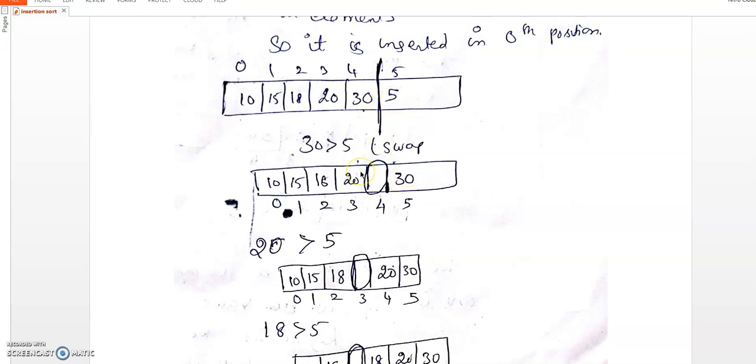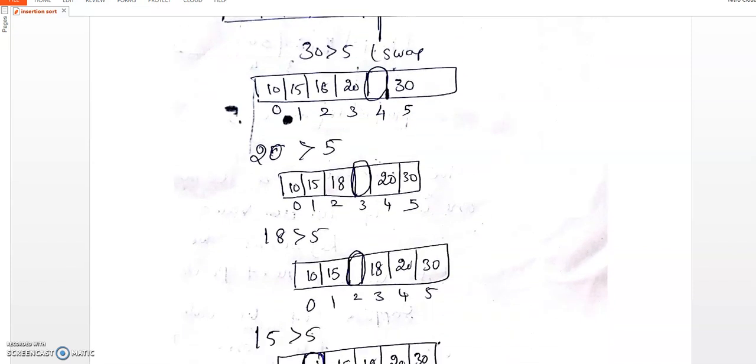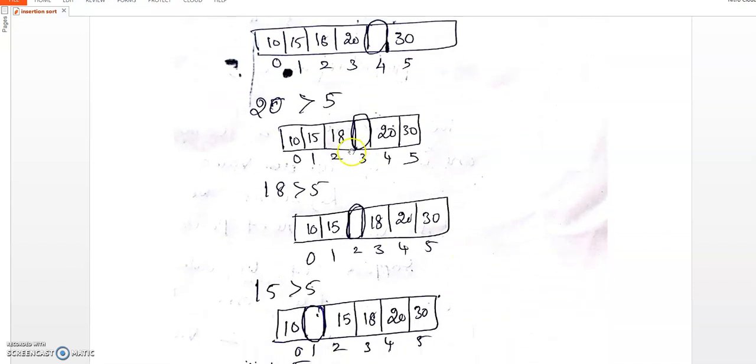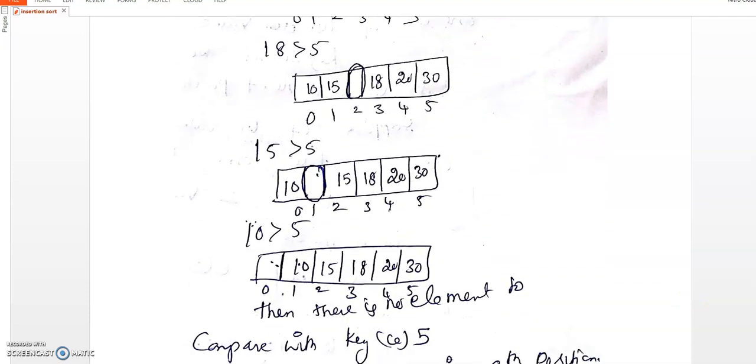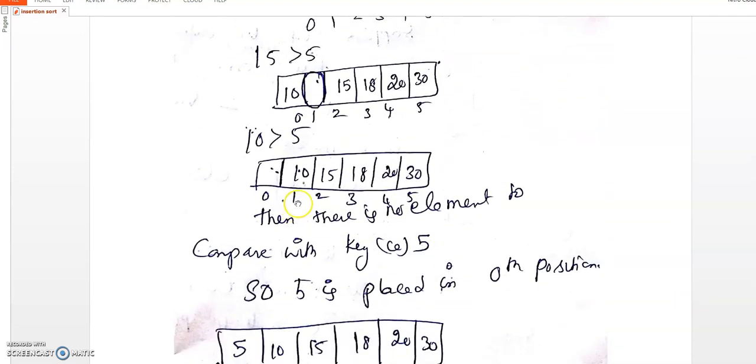with the 20. It is also a greater element, so the 20 is moved to the next position, and once again the 5 is compared with the 18. It is also greater, so it has moved to the next position, and once again 5 is compared with the 15. 15 is also greater, so it has been moved to the next position, and once again 5 is compared with the 10. 10 is also greater than the key element, so it has been moved to the next position, and hereafter there are no elements, so the 5 has been placed in the 0th position.